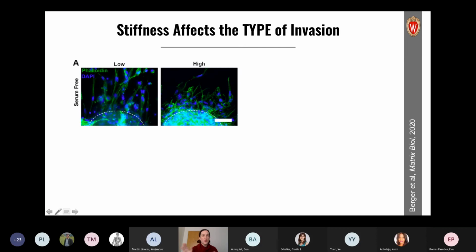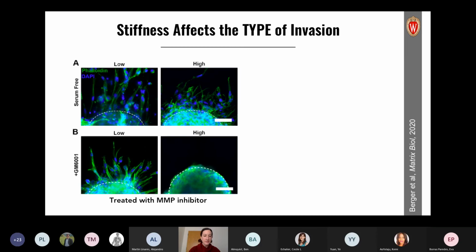We noticed a lot more jaggedness in the cells invading in the high stiffness condition. So what we did is we treated these conditions with an MMP inhibitor, a matrix metalloproteinase inhibitor. Matrix metalloproteinases degrade collagen and lots of other things, but in this case, collagen. So we were stopping the ability of the cells to degrade the collagen that's in their path.